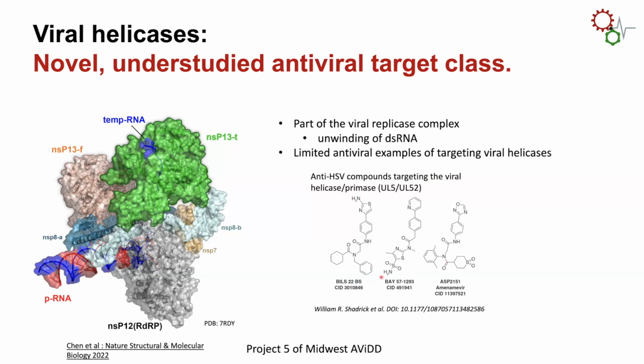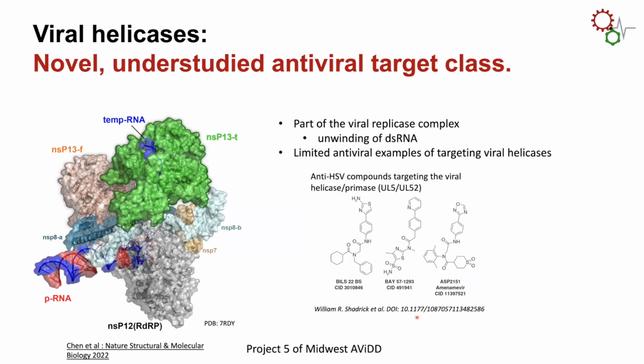But these three compounds that I'm showing you here are three of the rare examples. Amenavir is an anti-HSV helicase-primase inhibitor, which was found from phenotypic screening, and then they found the resistance mutation within this helicase-primase complex. So this is one of the examples, but the bottom line is there are not many viral helicase inhibitors for antiviral target purposes.